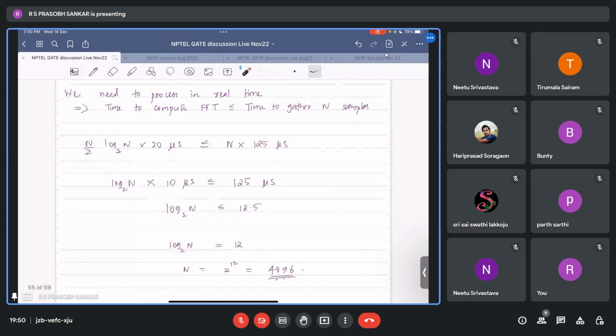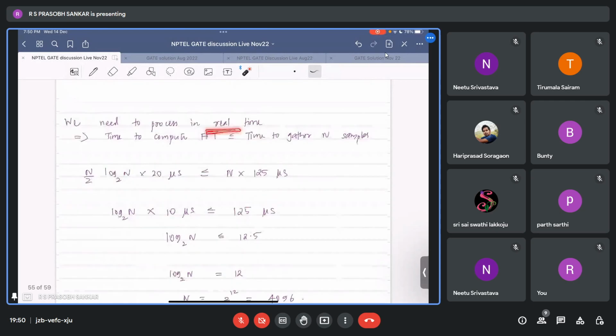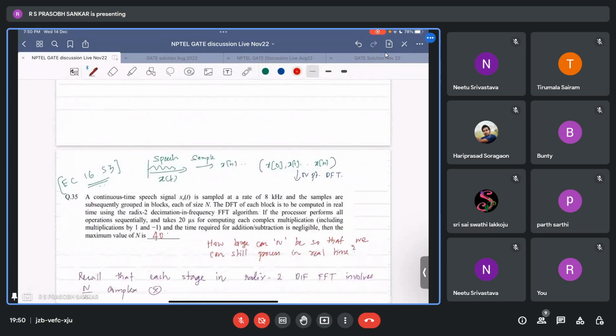which is 12. Log n to base 2 is 12, or n is 2 power 12, or 4096. So this is the maximum value of n so that we can process in real time. So the correct answer is 4096.